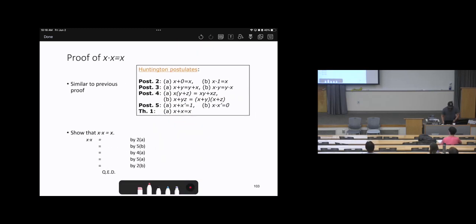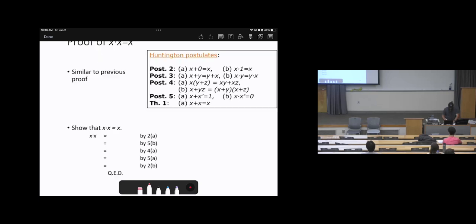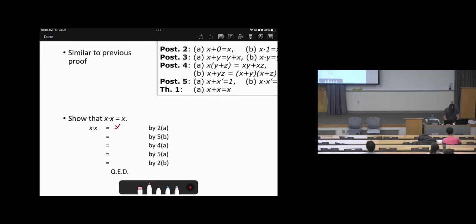Now, prove that x times x equals x. We will apply something similar to what we did before, but with duality. So x times x plus 0, that's what it will be. And we know x times x bar is actually 0. Therefore, it will be x times x plus x times x bar. After that, let's take x as a common factor. It will be x times x plus x bar. And we know x plus x bar is equal to 1. Therefore, it will be x times 1, then it will be x. Any questions?